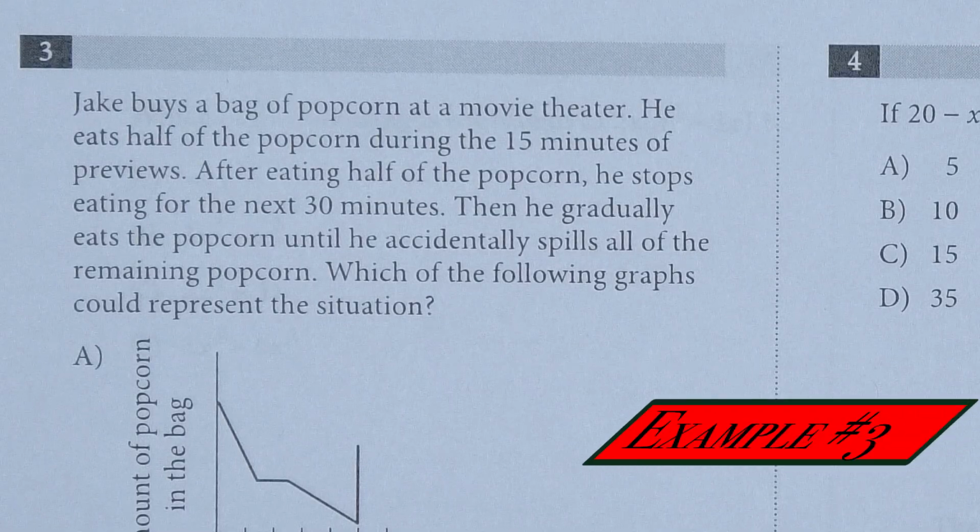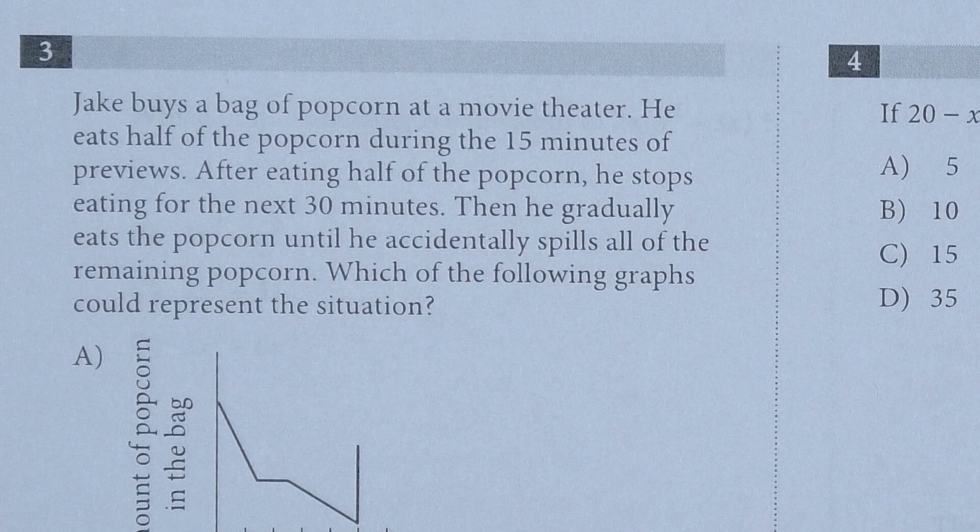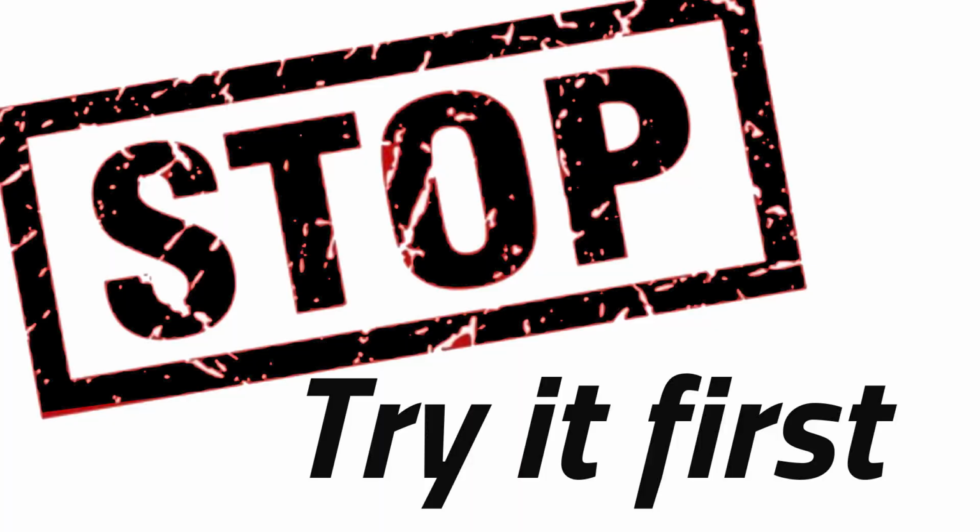Jake buys a bag of popcorn at a movie theater. He eats half the bag of popcorn during the 15 minutes of previews. After eating half of the popcorn, he stops eating for the next 30 minutes. Then he gradually eats the popcorn until he accidentally spills all of the remaining popcorn. Which of the following graphs could represent the situation?